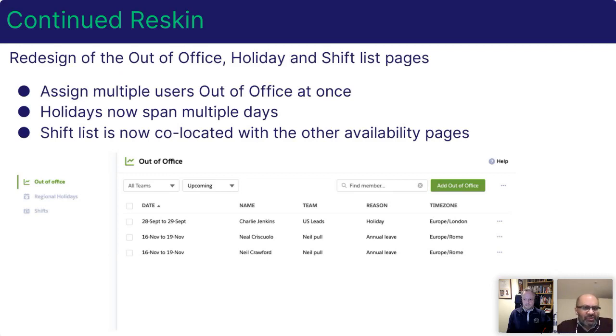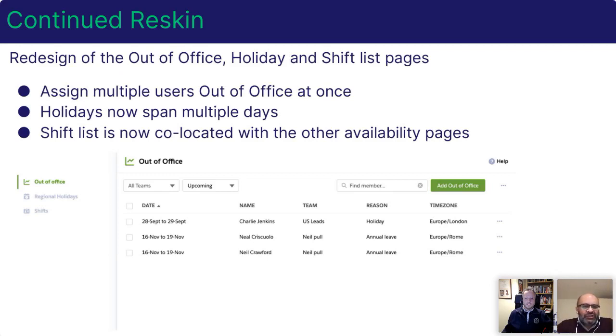We've also done a few enhancements which hopefully improve people's quality of life on these pages. So out of office can now be assigned to multiple users at once. Previously, you had to make an out of office entry for one person, and then for the next person if they had the same day off. Once you've created them, they're not linked in any way, so it's just a quicker way to create an out of office where it exists across multiple users. We now also have holidays that span multiple days. Previously you had to add them individually. Shift list was previously under the teams pages. We've now brought this out to a higher level.